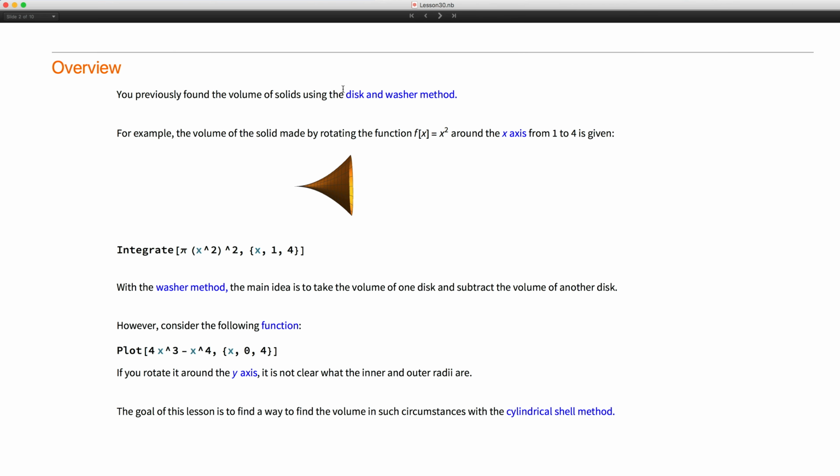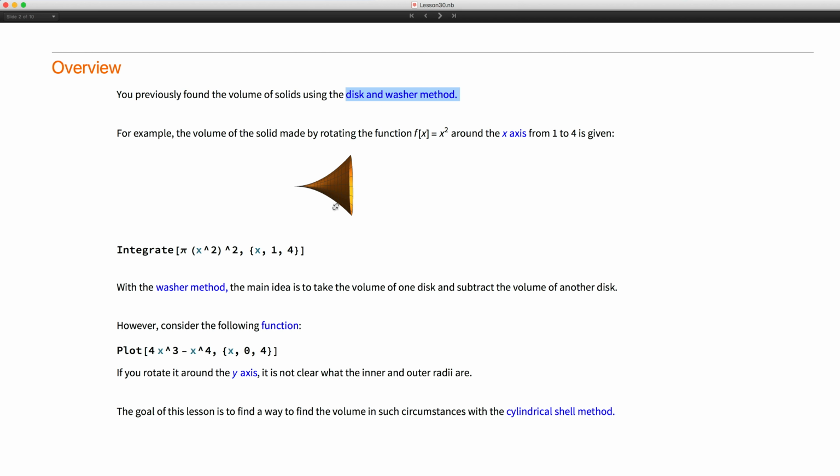In the previous lesson we learned about the disk and the washer methods for finding the volumes of solids. As an example of the disk method, let's say you have the function f of x equals x squared and you rotate that around the x-axis from 1 to 4, you get a solid of this type.